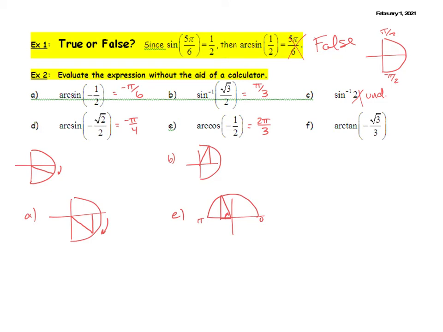So the last one, F, is inverse tangent of negative radical 3 over 3. That's a 30-degree reference angle. The tangent's negative. Inverse tangent has to be between negative pi over 2 and positive pi over 2. And so 30-degree reference angle's right there. That means it's going to be a negative pi over 6.